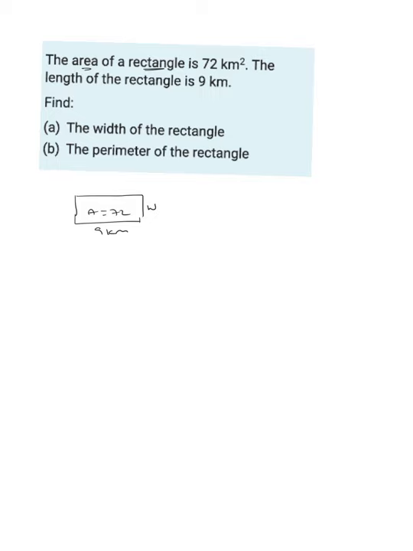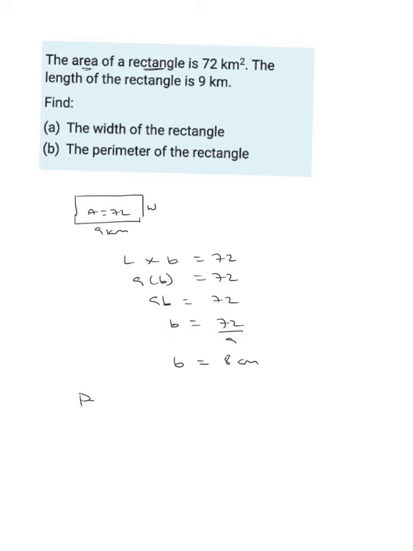Okay, so we write down area of rectangle, which we know is length by breadth, which is equal to 72. And then we fill in what we know. Well, we know that the length is 9, so it's 9 times b is equal to 72. So that's 9b is equal to 72. So b is equal to 72 divided by 9. So the breadth or the width would be 8 centimeters.